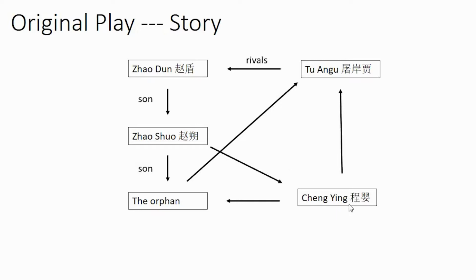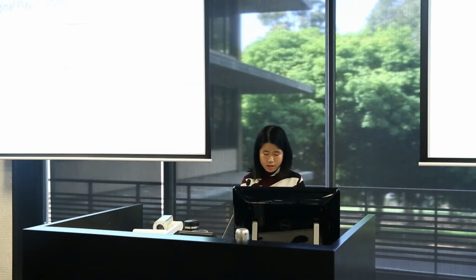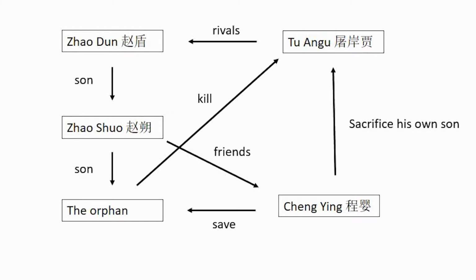And Cheng Ying, a faithful friend and physician of the Zhao family, saves the life of the orphan by concealing him. But he sacrificed his own son by telling Tu'angu that this baby boy is the orphan. But actually, he hid the orphan and sacrificed his own son. So this is a very sad story. When the orphan is brought up by Cheng Ying and reaches manhood, the truth is revealed. And he seeks vengeance for his family and kills Tu'angu in the end. So this is the summary of the play. And there is a movie on YouTube that you can find about this original story.